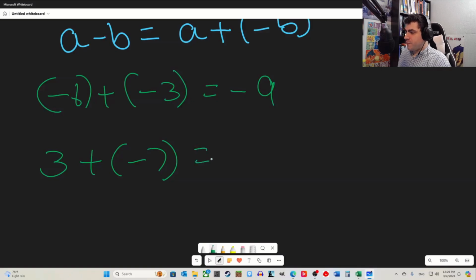So what if we had 3 plus negative 7? How can we write this? We have your 3, and you have addition of a negative number, so we could say 3 minus 7, which equals negative 4. How would you do that in your head? Check this out. You take the absolute value of each one. Absolute value of 3 minus 7, you have 4. And then you keep the sign of the larger one.